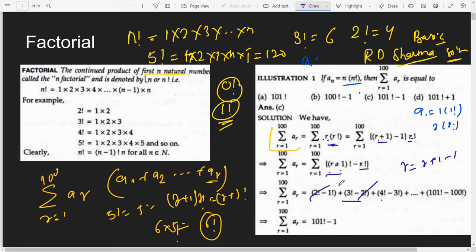This will get cancelled this way, this will cancel this way, and something like that gets cancelled. And in the end, only 101 factorial is left, minus 1. Okay, so this is the right answer for your question. This is how you actually work with factorials.